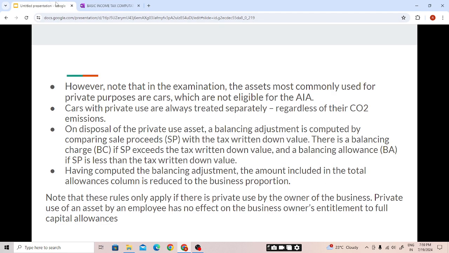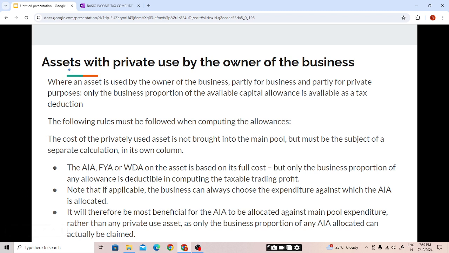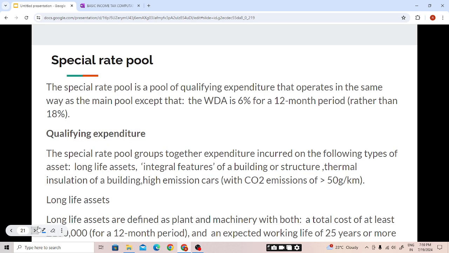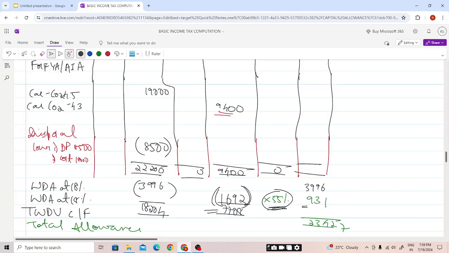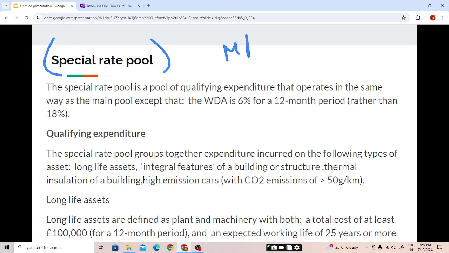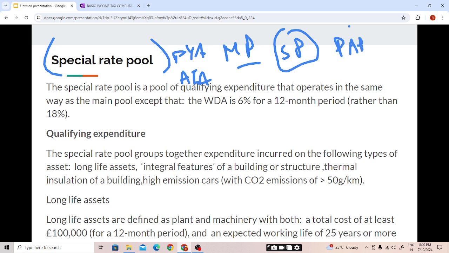We have completed the assets with private use by the owner. Now moving to the next, the special rate pool. Students, we have seen the main pool, FIA is done, AIA is done. Now the special pool we will be doing. We have covered the private asset pool also. Then we'll be covering the short life asset pool. I hope this is clear.